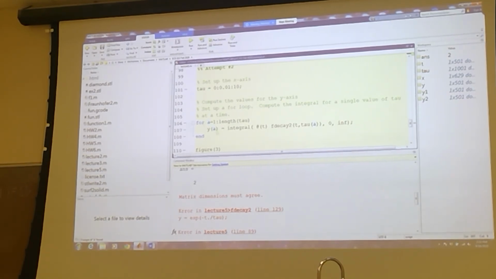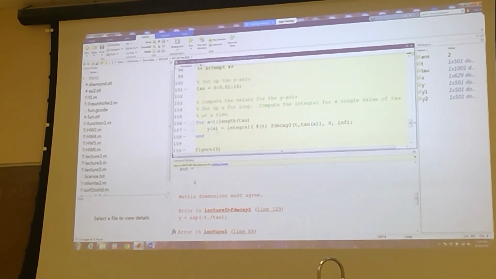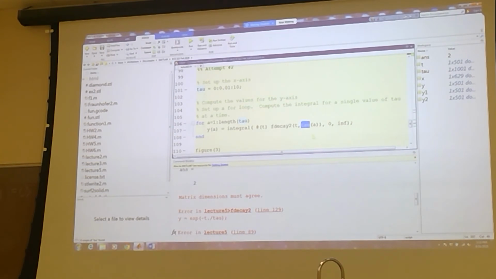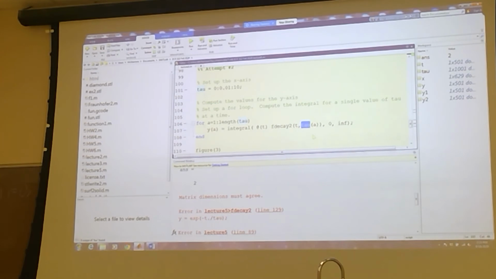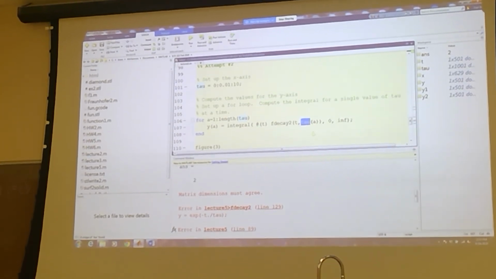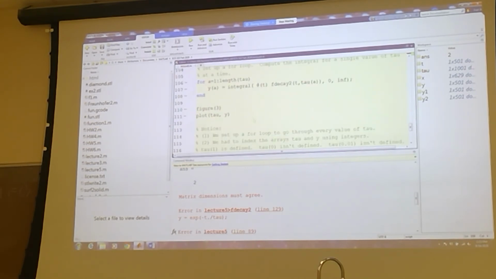So Y, parentheses A, first time round, A is 1. We put it into first thing in Y. Second time round, A is 2, put it into second thing in Y. For all 1001 things, and we have our integral at t, because we're integrating over t, f of dk, 2. First input is t, second one is tau, but which tau? I index it with an A. Tau in parentheses A. And then I get it. And so this time it'll work, right?